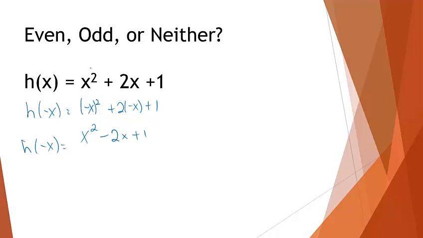If I look back at my original, it doesn't look exactly the same because this term has a different sign, one positive, one negative, on 2x. It's also not exactly the opposite because that's the only term that has an opposite sign. So that tells me that this is neither an even nor an odd function.